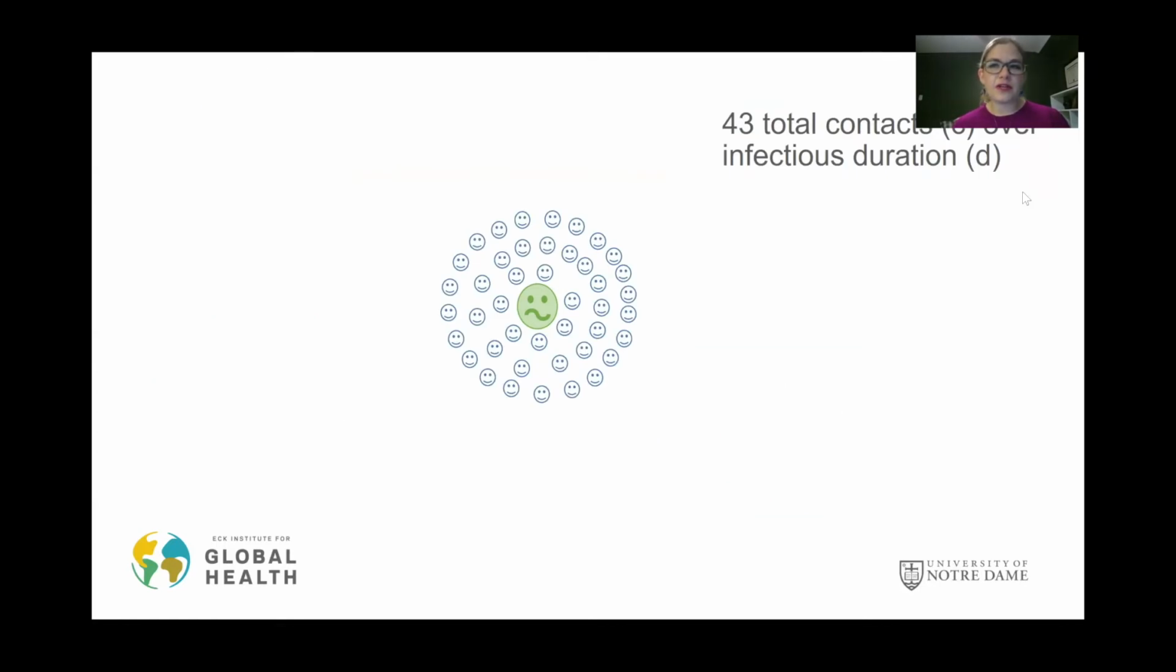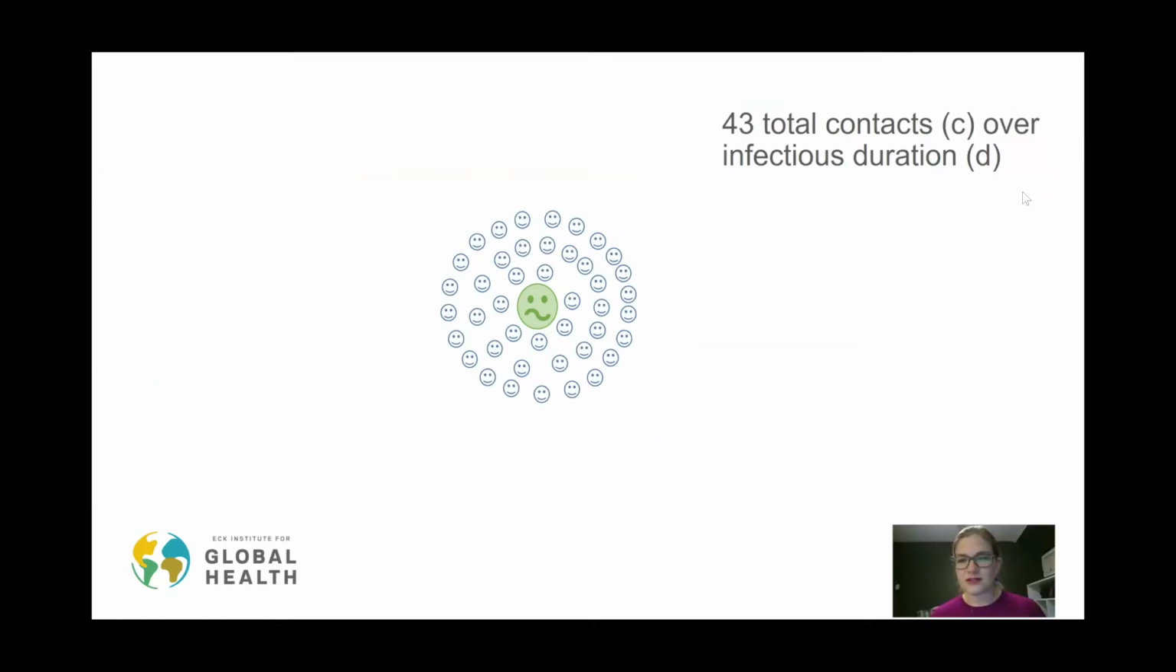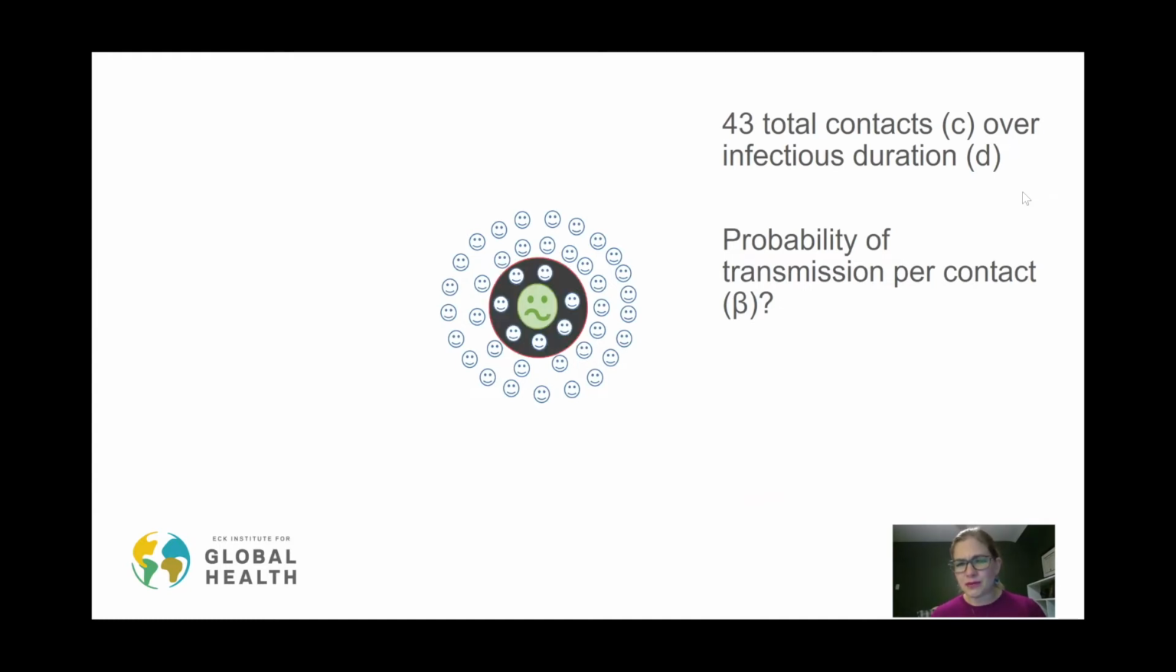So of those 43 total contacts, now the next parameter we have to think about is what's the actual probability of transmission for each of those contacts, or beta. So you can think that there would be some people that might have really intensive contact.